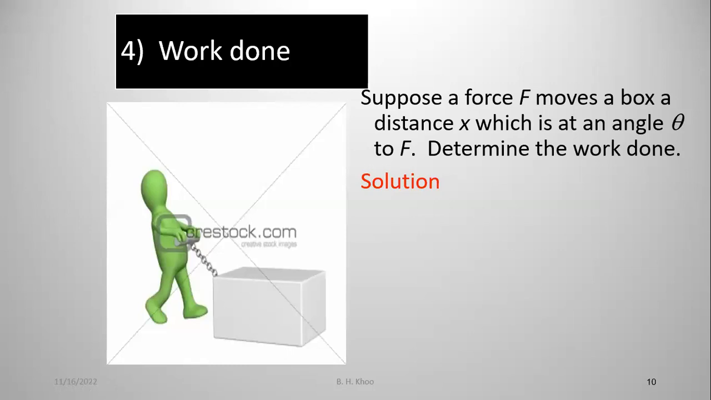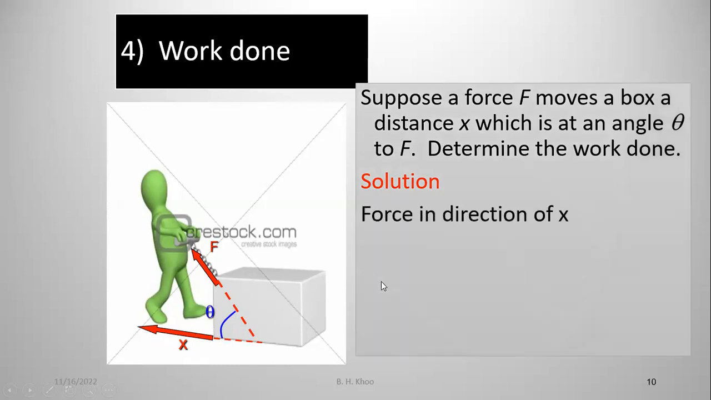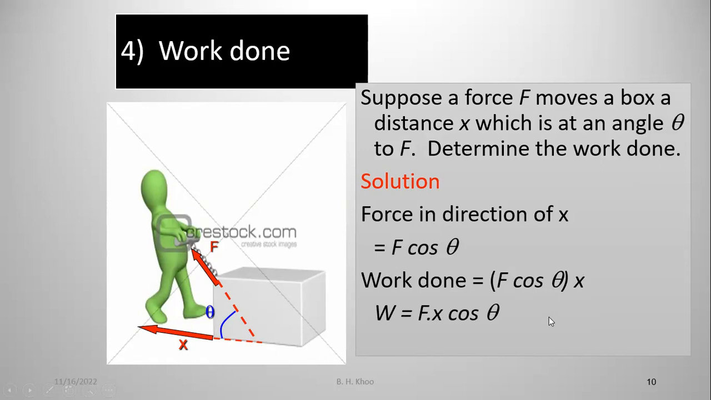Right? If it's at an angle, suppose we pull with a force F, and that force makes an angle of theta with the ground. That angle is theta. That's the distance moved. Right? So the force resolved in the direction of x is F cos theta. Then the work done is just that force times the displacement. Right? The two must be in the same direction, so we call it displacement. So W = F x cos theta.